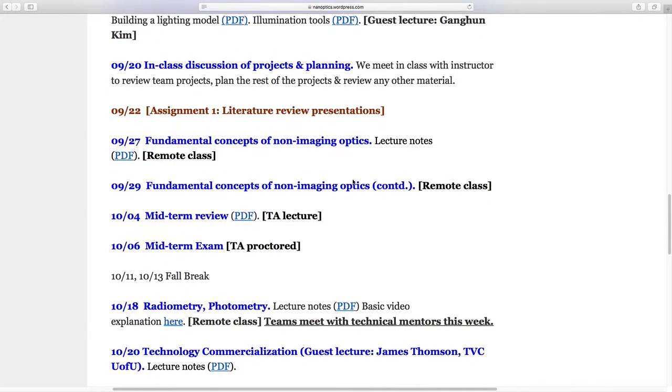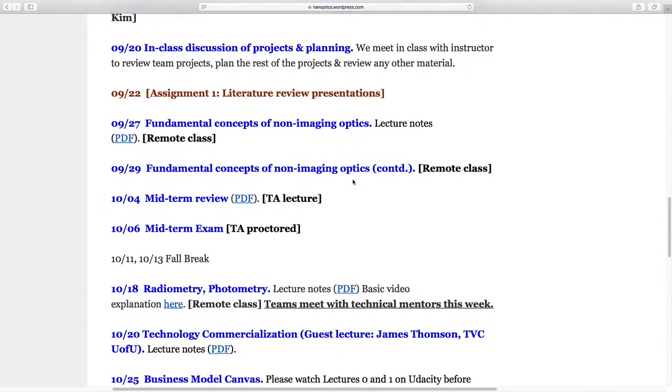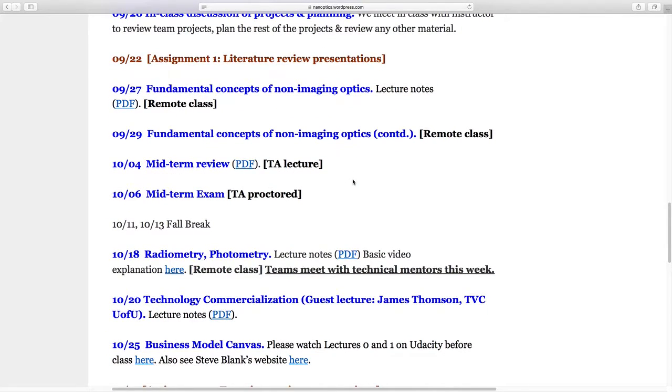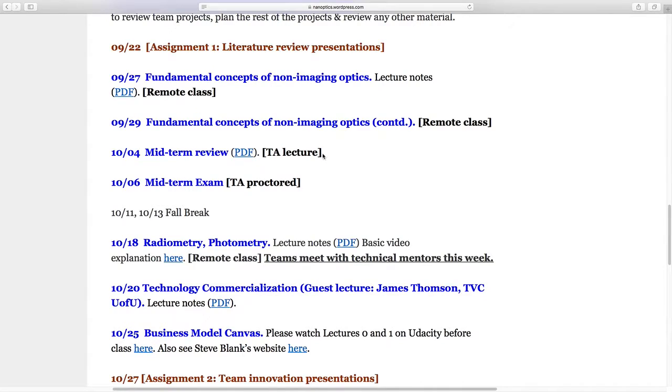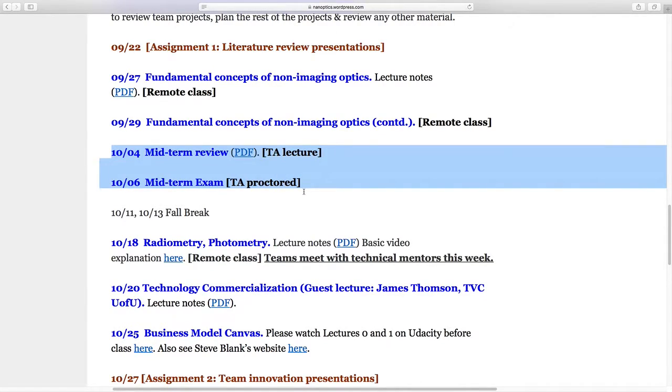Then we'll go through the fundamental concepts of non-imaging optics, which we'll spend one week on, two lectures. Then we have the midterm. We'll have a midterm review on October 4th, and then we have the midterm on October 6th. So everything before that is what's covered.